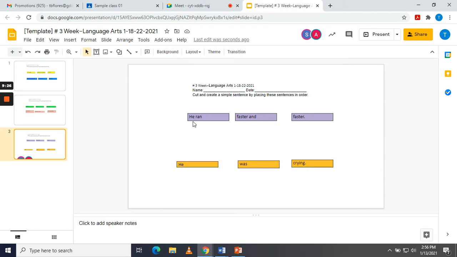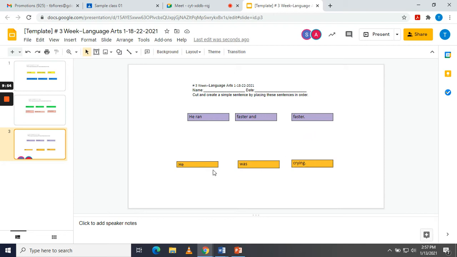So if you look at the first box, she was able to see the capital letter for he, and she was able to identify that this box went on the beginning of the sentence. And if you look at the last box that she has, there's a period on it, and that would indicate that this box will go at the end of her sentence. Good job, Miss Shirley. You did an awesome job.